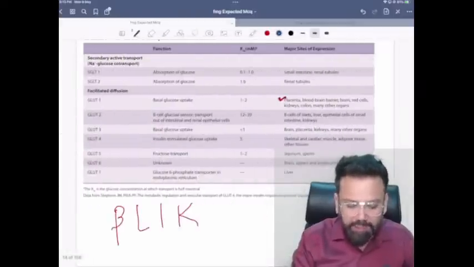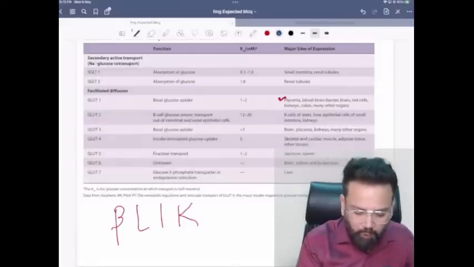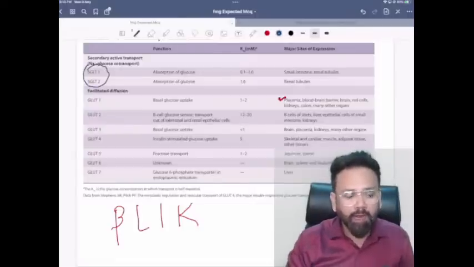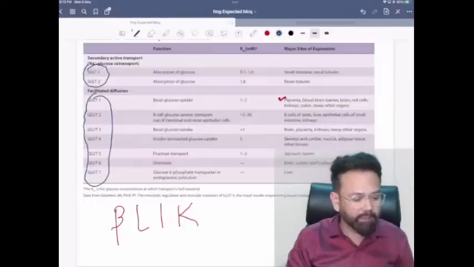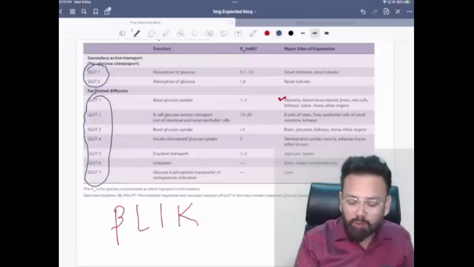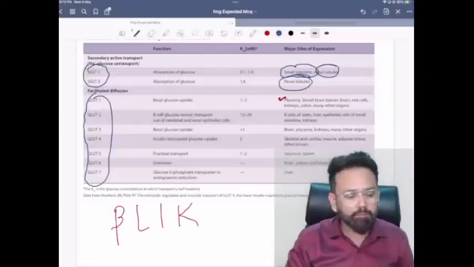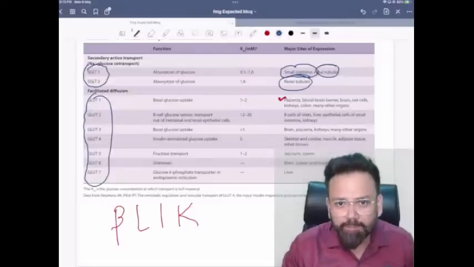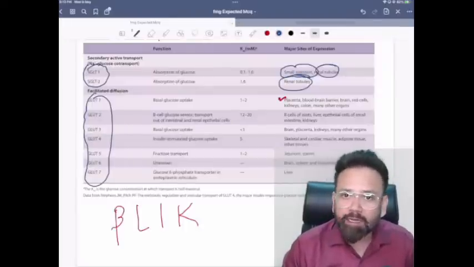So you must remember at least there are two types of glucose transport. One is secondary active transporter SGLT 1 and 2, and the other is GLUT. These GLUT are facilitated diffusion. SGLT 1 is only in the small intestine and in the kidney, but SGLT 2 is only in the kidney, not in the intestine. So if someone asks you whether SGLT2 is present in the intestine or kidney, the answer is only in the kidney. But SGLT1 is in the kidney as well as in the intestine.